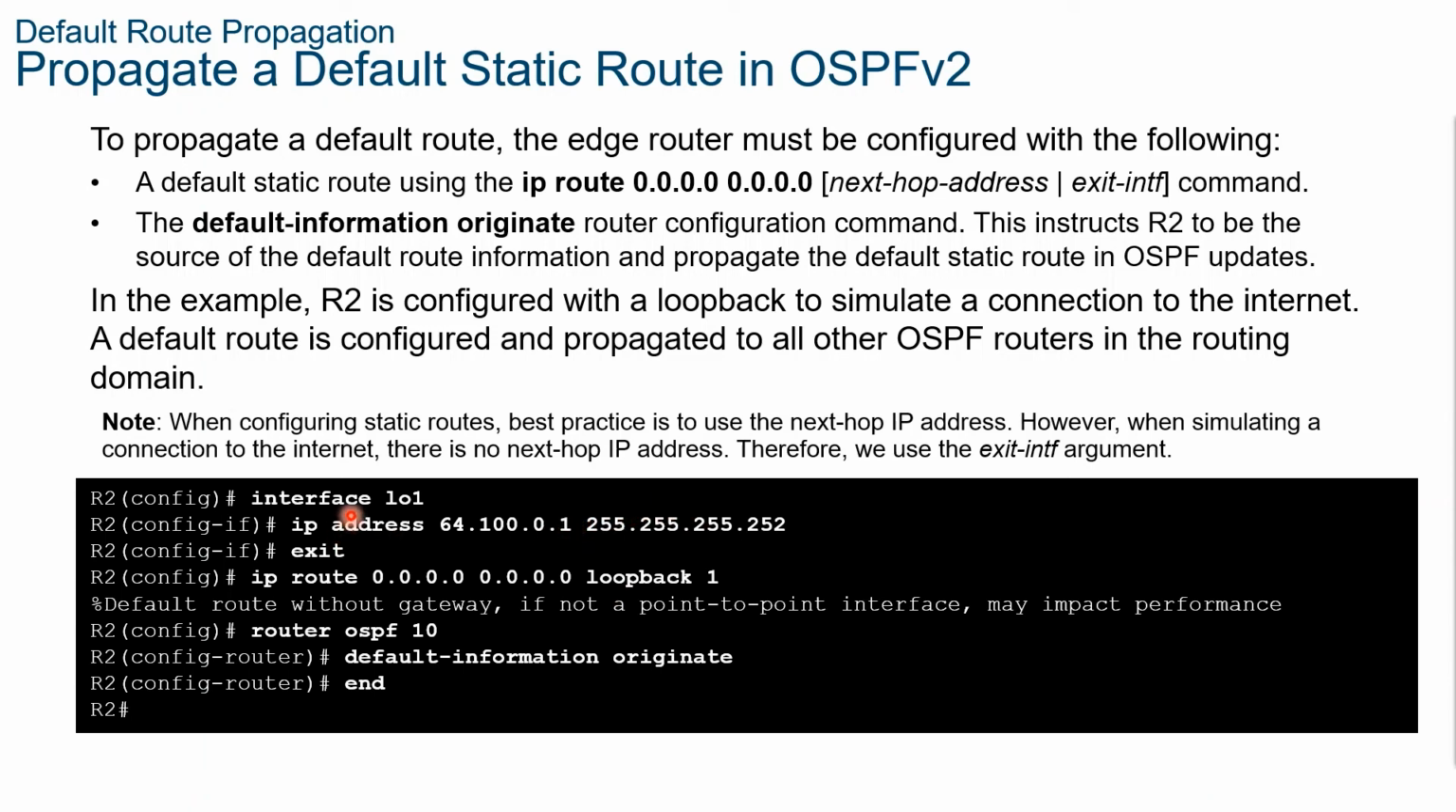In the following example, R2 is configured with a loopback to simulate the connection to the internet. So something like interface loopback 1, with IP address 64.100.0.1 255.255.255.252. Then a default route is configured and propagated to all other OSPF routers in the routing domain. The command is default-information originate. Now, when configuring a static route, best practice is to use the next hop IP address. However, when simulating a connection to the internet, there is no next hop IP address. So therefore, we use the exit interface instead. All right.